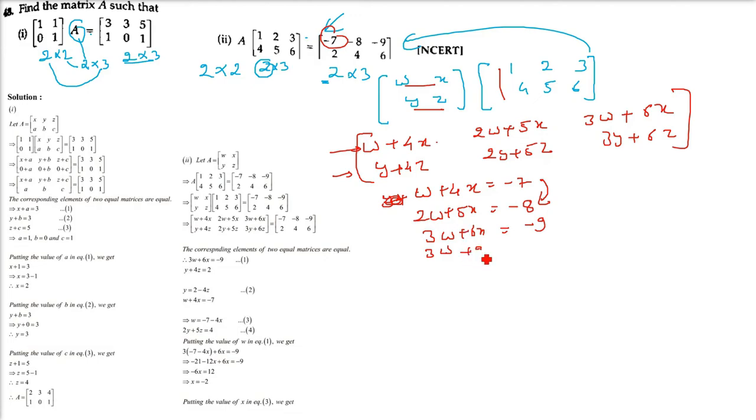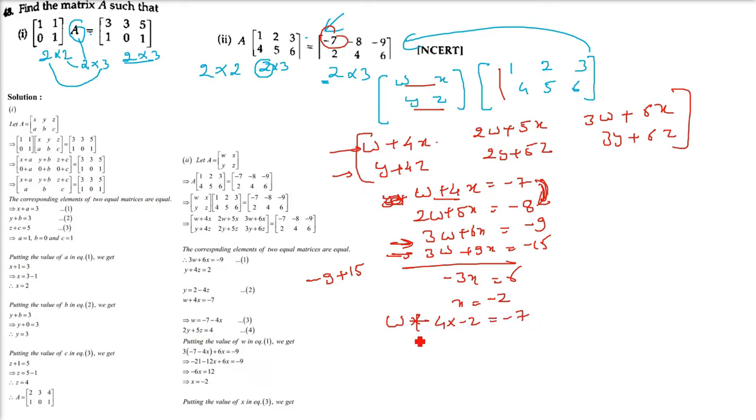So 3W plus 9X equals minus 17. I am adding the first and second equation. Now subtract these two, meaning the addition of the first two and the third one. So when you subtract this, what do you get? 6X minus 9X is minus 3X. And minus 9 minus 15, that is plus 15. 15 minus 9 is 6. So X will be equal to minus 2. X is minus 2. Now put it in any of these equations. W plus 4 into minus 2, that is negative 8, equals minus 7. W equals 8 minus 7, that is going to be 1.